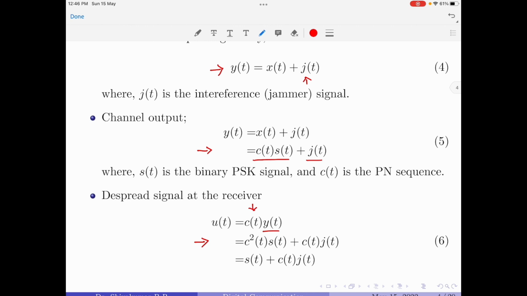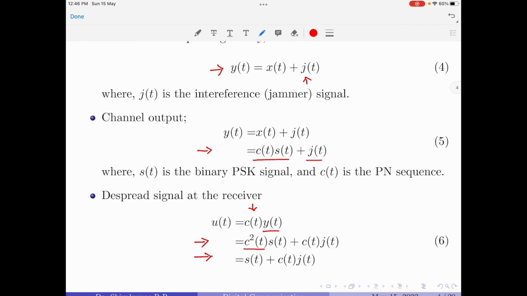Please note, c of t is the PN sequence, and we generally represent the PN sequence as either -1 or +1. That is, the chips of the PN sequence are represented in polar format. Since we have a c square of t here, that will cause either the -1 or the +1 to become +1 itself. So, c square of t will reduce to 1, and therefore, the final expression for the de-spread signal is s of t plus c of t into j of t.